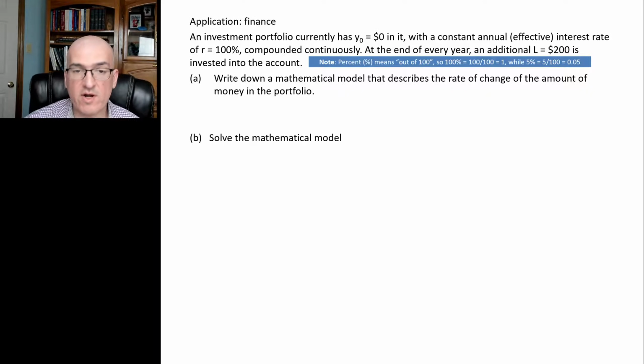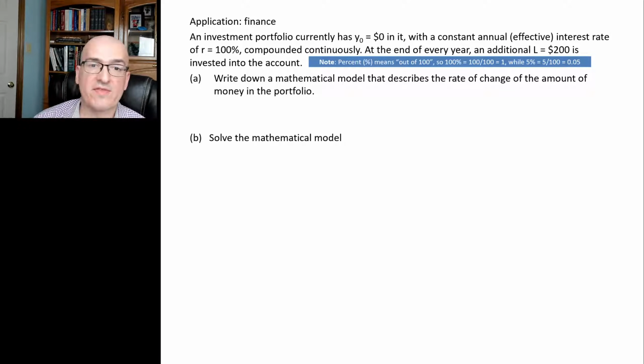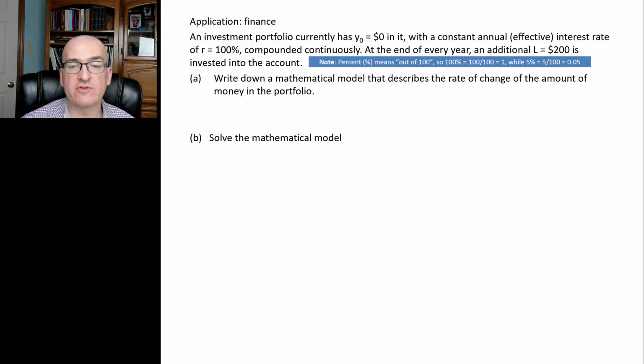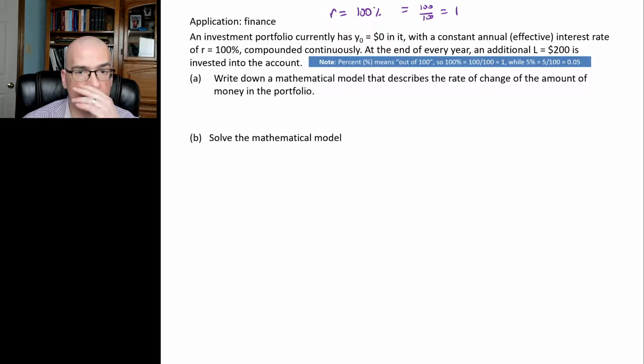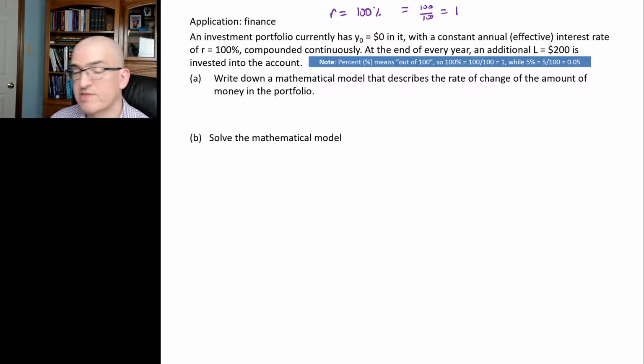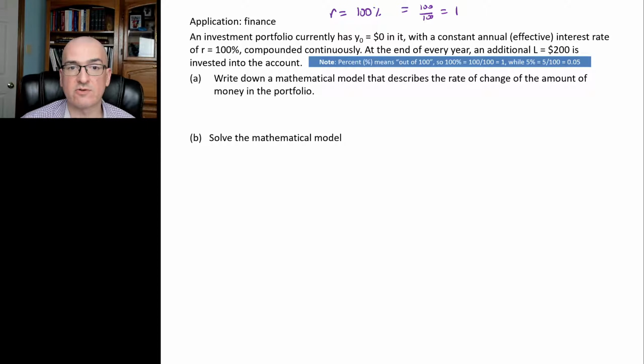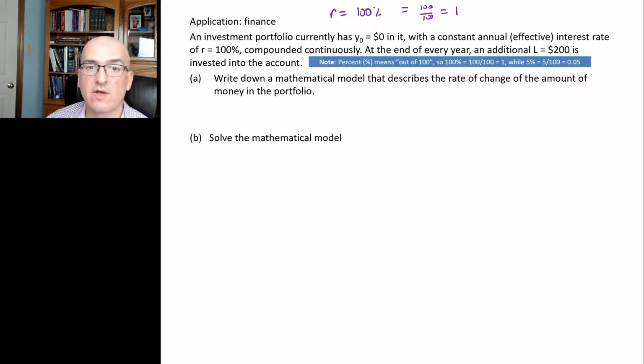So if you see 100%, and you want to incorporate that number into a calculation, you need to divide it by 100. So R equals 100% is equal to 100 divided by 100, which is equal to 1. If it was 50%, it'd be 50 out of 100, which is 0.5. If it was 10%, it'd be 10 over 100, which is 0.1. You always need to convert your percents into decimals in order to incorporate them into a formula like this.